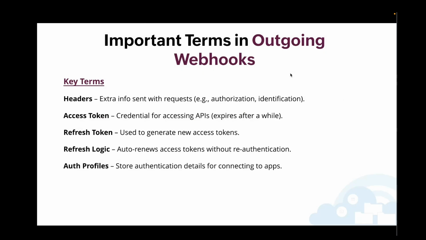Some important terms involving these outgoing webhooks: headers are nothing but the authentication details which are sent in that webhook. When a webhook is received, it will have some authorization details in it. Those details are called the headers. Then there are access token and refresh token. These tokens are used to create connections without the need to log in using credentials. You don't need to provide the username and password to create a connection. Instead, we can make use of these tokens.